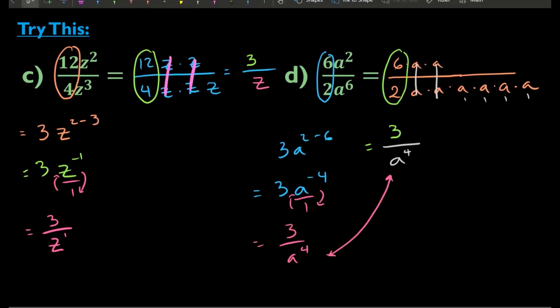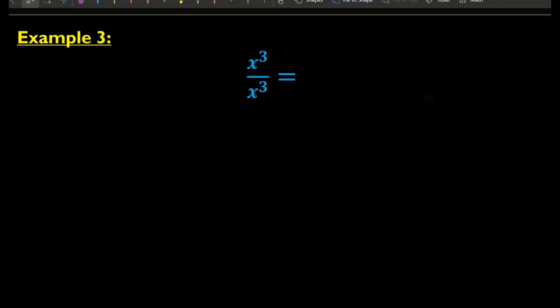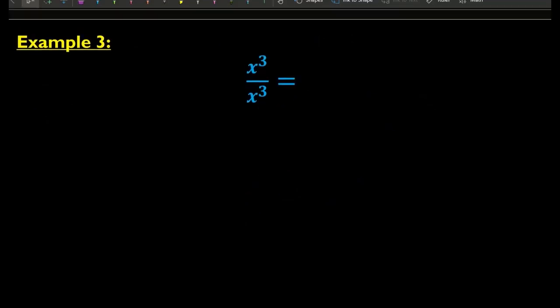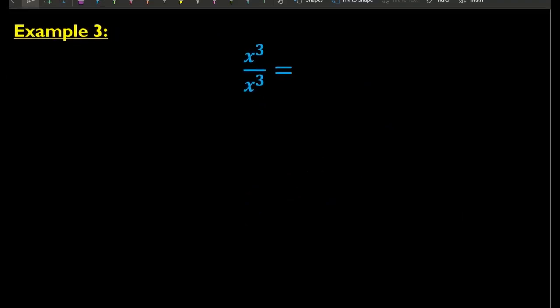Alright, now we go down to the next problem. Example 3. So x to the 3rd power divided by x to the 3rd power. How do we solve for this? Okay, so same concept. We're going to write down 3 x's on top and 3 x's at the bottom. And we said that every pair of the same number on top and bottom will cancel each other out, or they turn into one whole. Right? So 1 times 1 times 1, the answer is 1.